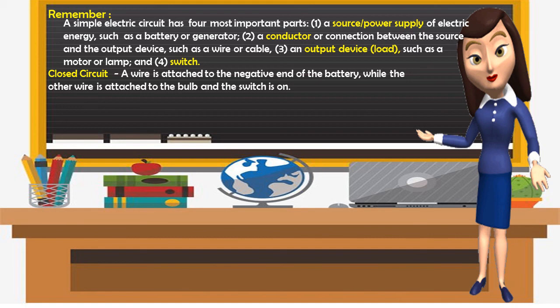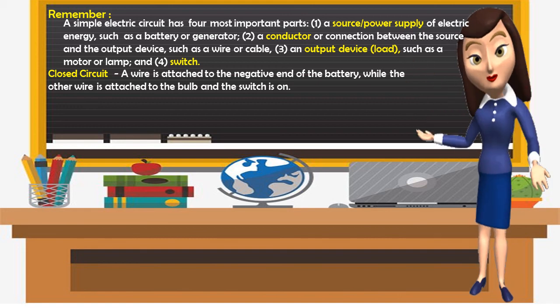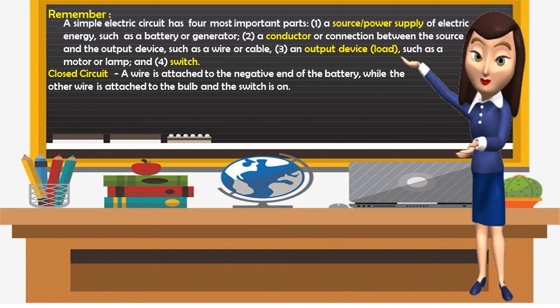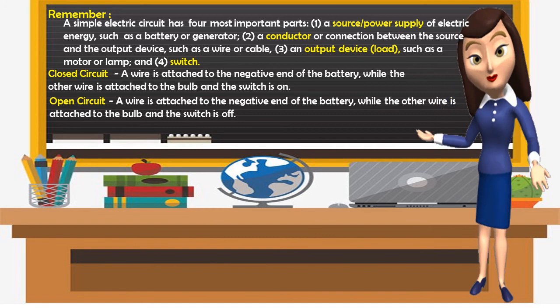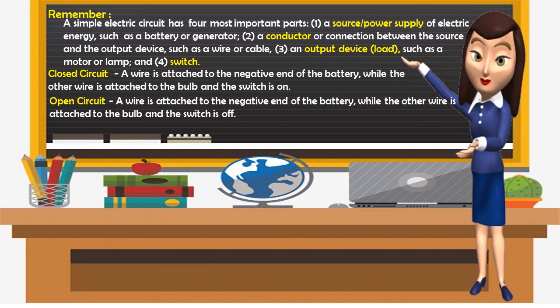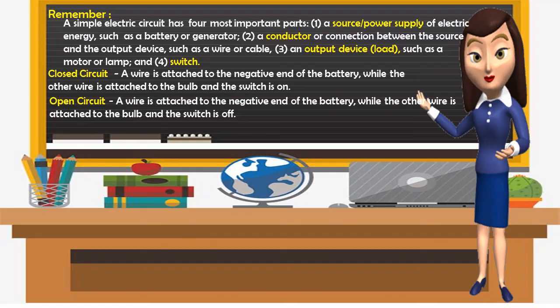Then a closed circuit: a wire is attached to the negative end of a battery while the other wire is attached to a bulb and the switch is on. In an open circuit, a wire is attached to the negative end of the battery while the other wire is attached to the bulb and the switch is off.